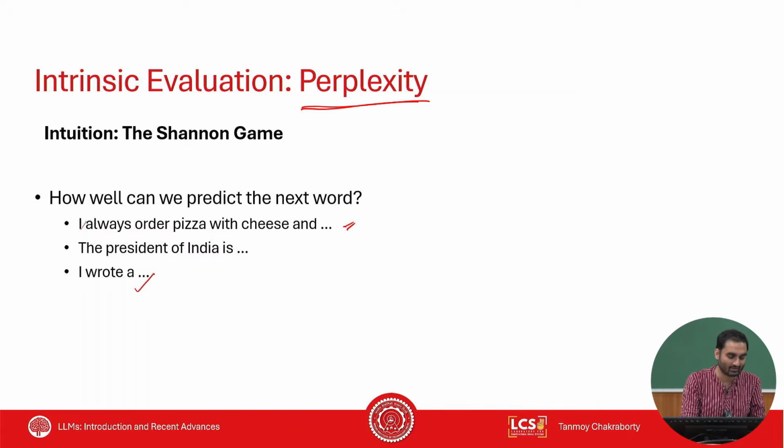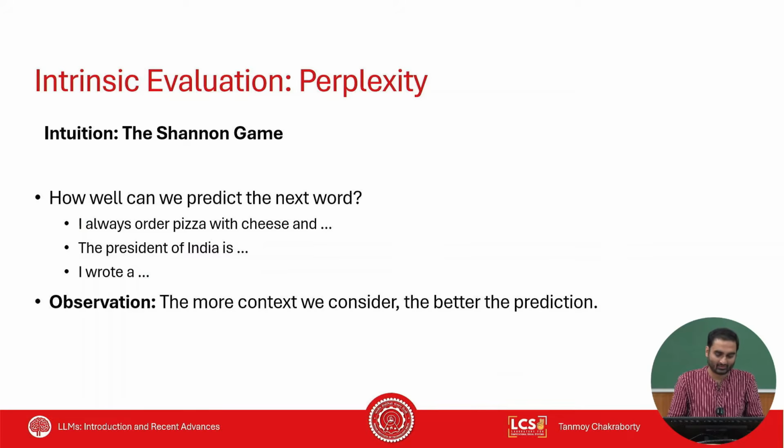But if I ask you, I wrote a dash, you see that the size of the vocabulary would be much larger. What does it mean? It means if I give you more context, then the language model should be able to predict things very easily. It is all about a guessing game. Okay. So let me first define perplexity, and then I will tell you the intuition behind perplexity.